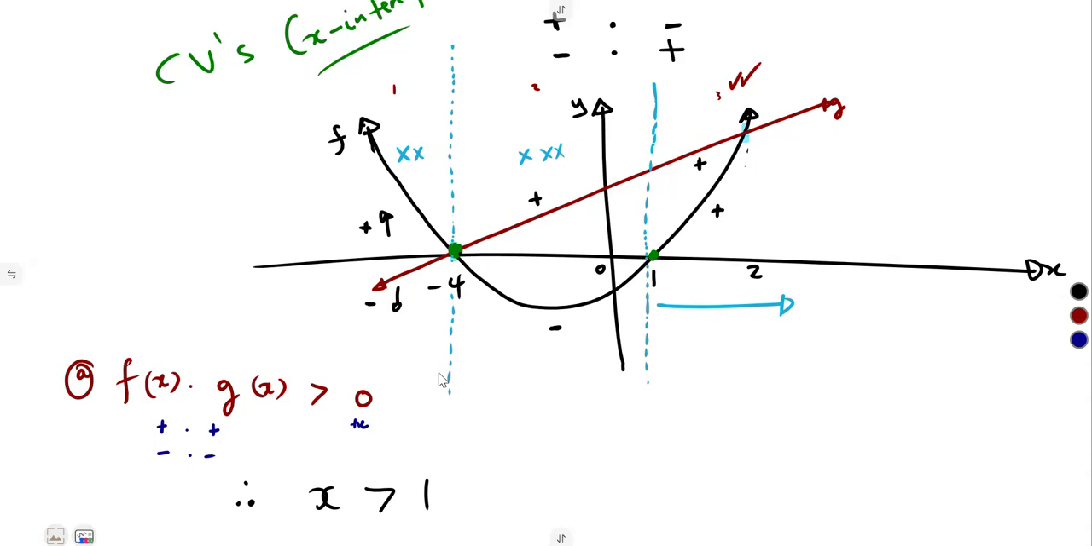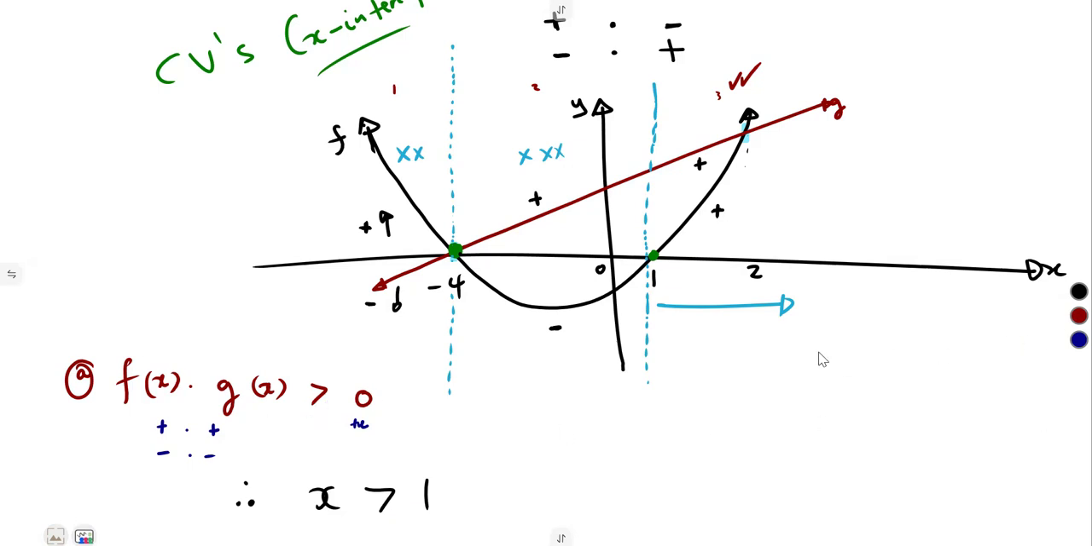For those values that are greater than 1, we are going to see that the product of the two functions will be greater than 0. So if there was an equal to here, you're going to also put an equal to there. That is what it means, right? But in our case, it's just greater than.